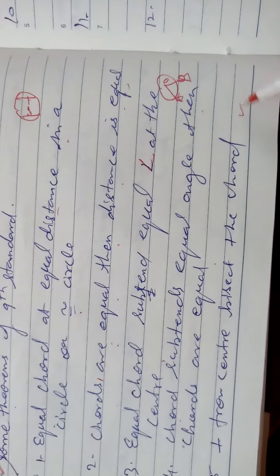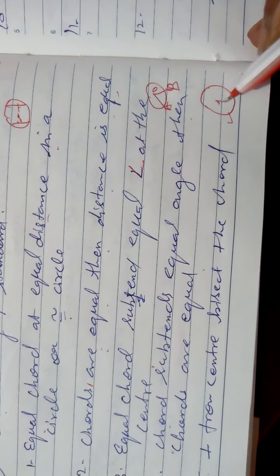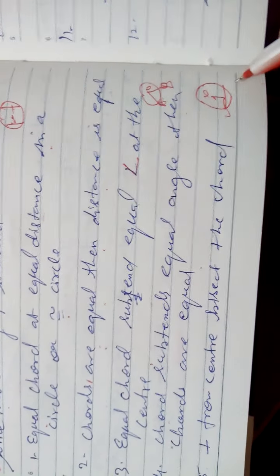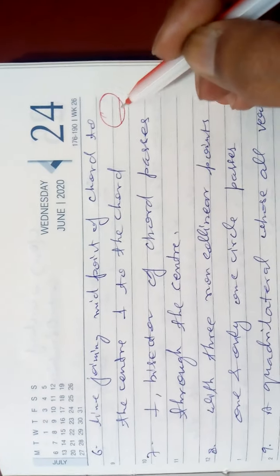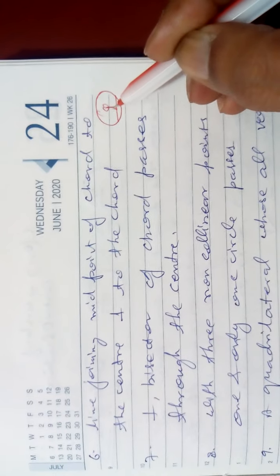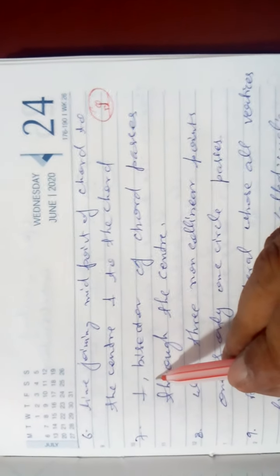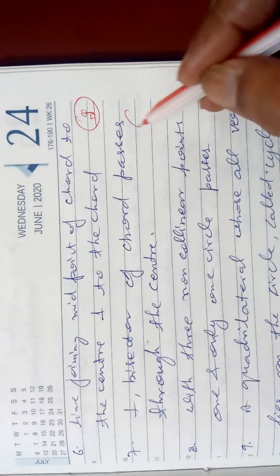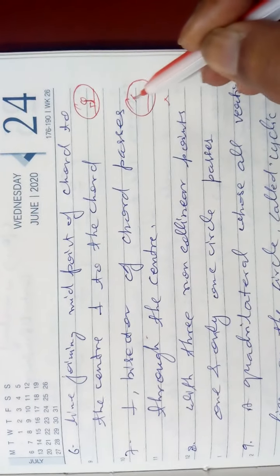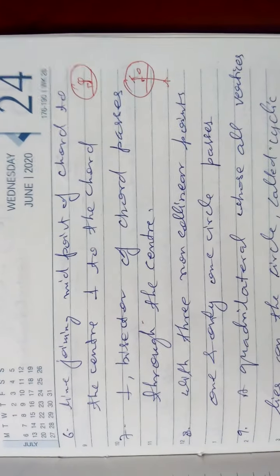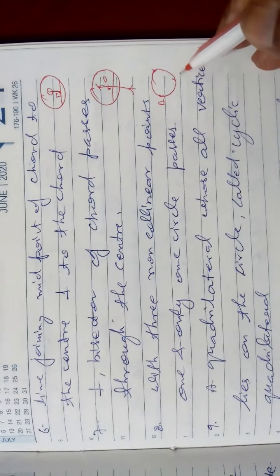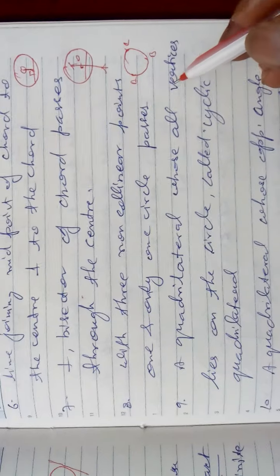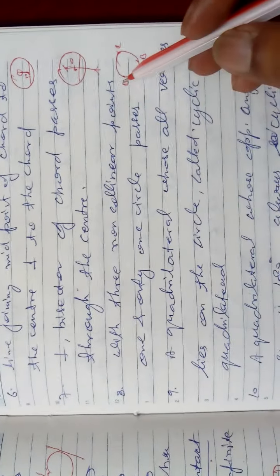The perpendicular from the center bisects the chord. We know it very well from class 9. The line joining the midpoint of the chord to the center is perpendicular to the chord. The perpendicular bisector of any chord always passes through the center. One and only one circle passes through three non-collinear points. These theorems I finished in class 9.